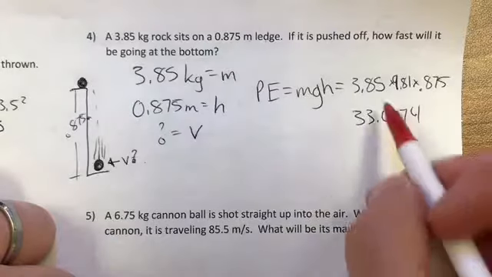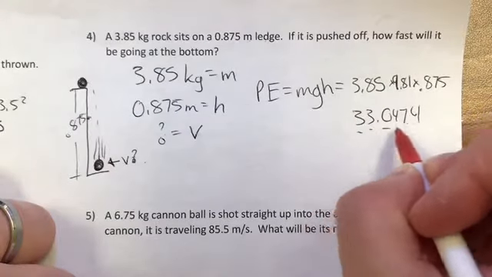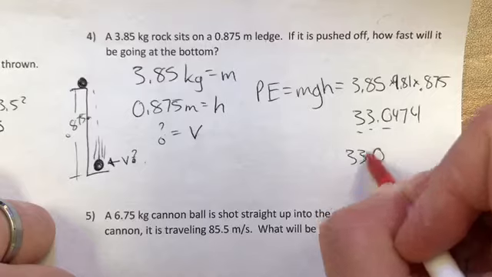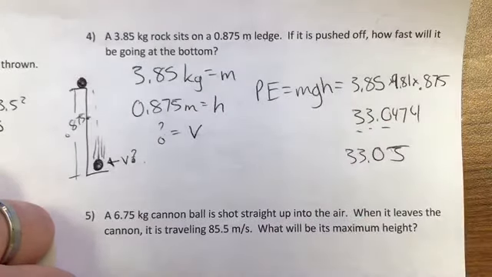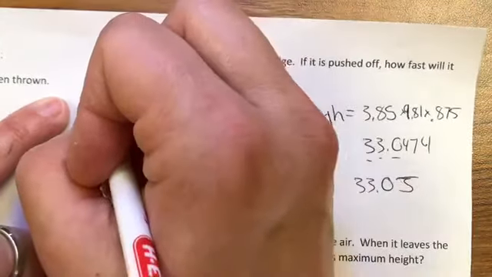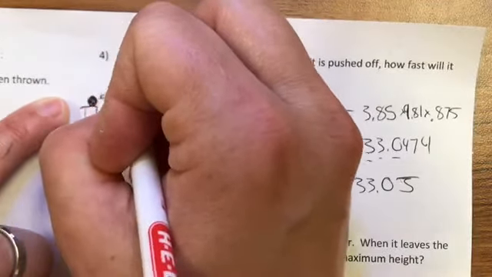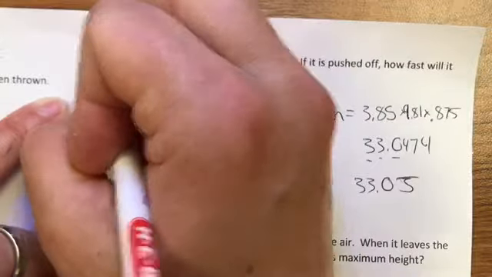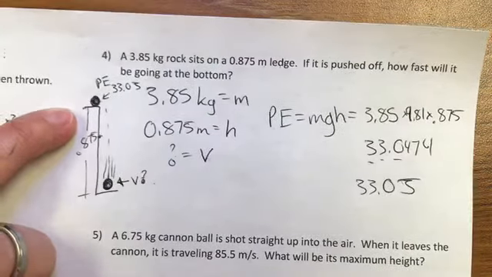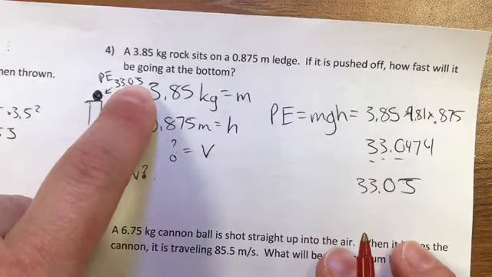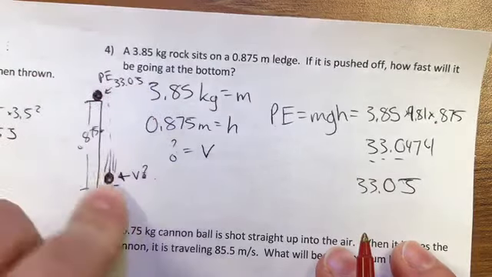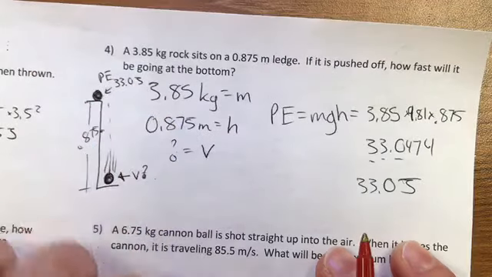$33.0474, sig figs 3, so 33.0, potential energy measured in joules. So at the top I have 33.0 joules of potential energy. Because it's at rest, kinetic energy is 0, so the total energy for this system, the mechanical energy, is 33.0.